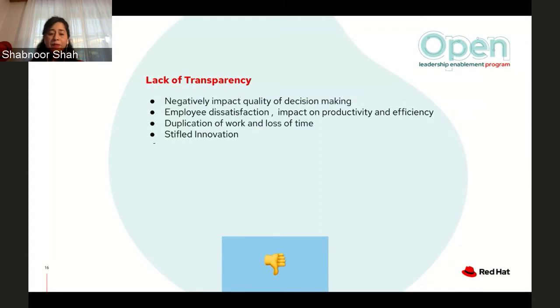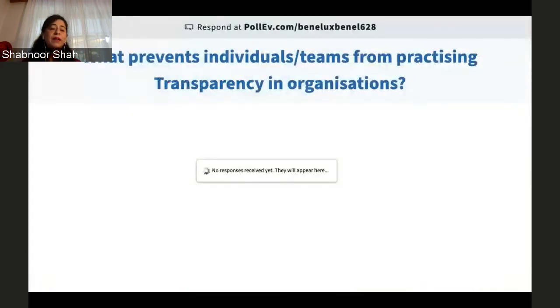So in your experience, what could prevent people or teams from practicing transparency? What holds them back? Now, I noticed that most of you voted that your organizations have a fairly open and transparent culture. But what about your customers? What about your partners that you work with? That might not be a reality there. So in your view, what could prevent individuals and teams from practicing transparency?